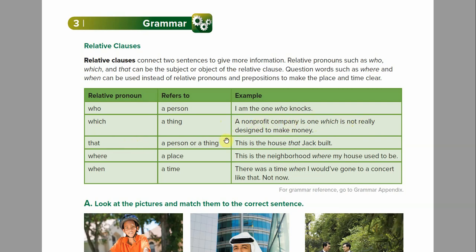This is the house that Jack built. So which house? The one that Jack built. Where? This is the neighborhood where my house used to be. So which neighborhood? The one where my house used to be.